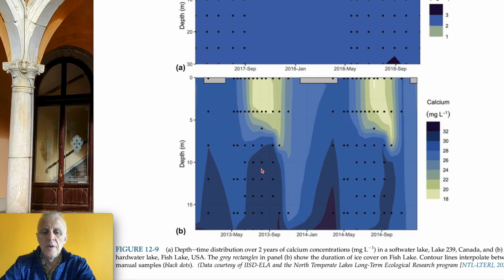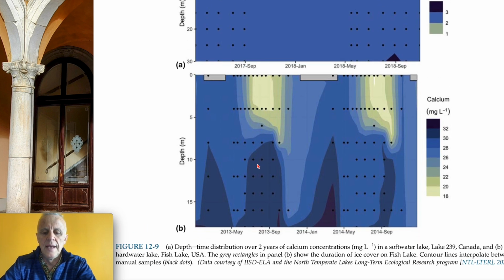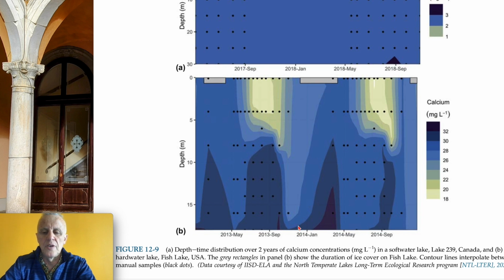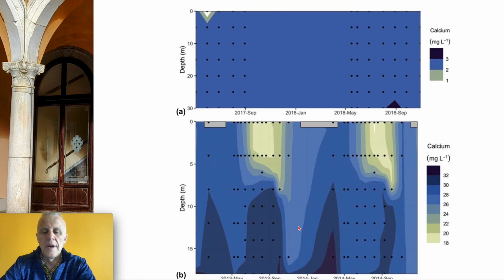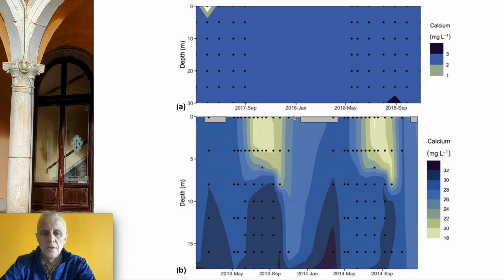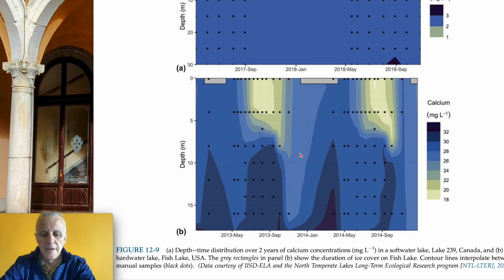So we have two figures, A and B. A is the depth time distribution over 2 years of calcium concentration in a soft water lake, Lake 239 in Canada. So reminder, soft water is for diluted ionic composition, where the salt is originating from acidic igneous rocks. And then B, we have a hard water lake.